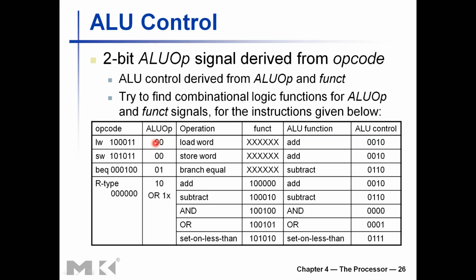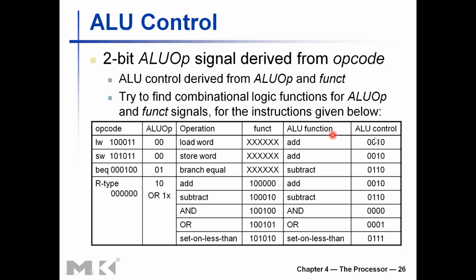So you can use the standard methods. You can use Karnaugh maps or whatever to derive the combinational logic function and simplify it to generate these 2 ALU op signals from the opcode input. Then you can have another separate set of combinational logic functions to generate the 4 bits of the ALU control with ALU op and funct fields as input.